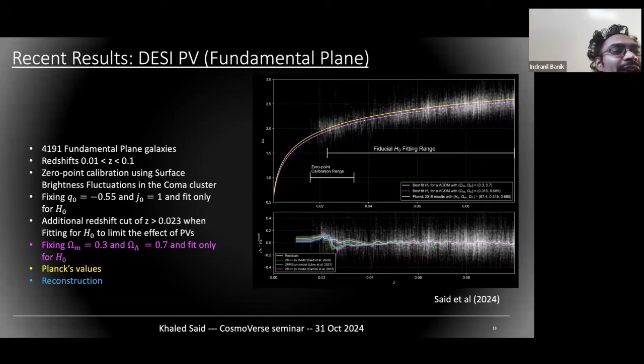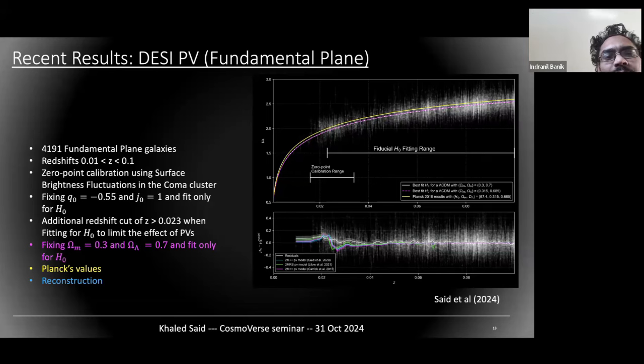Yep. It's also the same as fixing omega m equals 0.3 and omega lambda equals 0.7, because this redshift range is very narrow, so I suppose you're not really sensitive to the higher order terms. Yeah, that's what we're mentioning in the paper. What we said in the paper is that we cannot fit for these other parameters. The only thing that we can fit for at the moment is H naught.